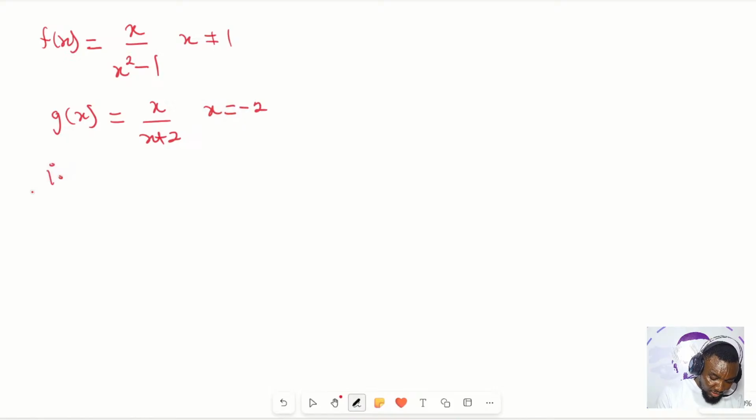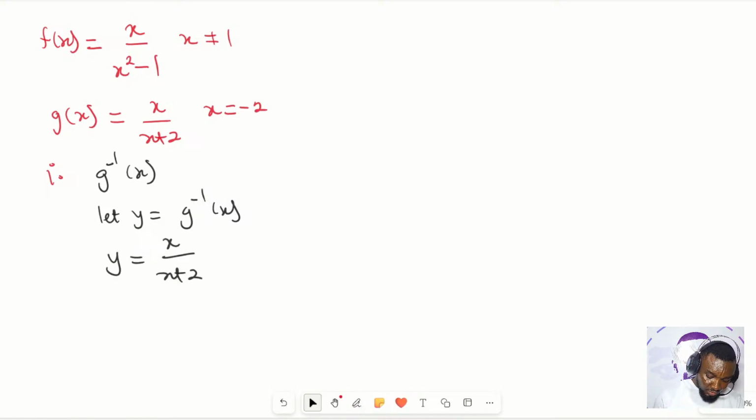So the first part of the question, which was the WASSCE question they wrote in 2025, question 11a, part i, we have to find g inverse of x, right? So we know the steps. We can say let y be equal to g inverse of x. So that implies that y will be equal to x all over x plus 2, right? And we know that the next step we must interchange the variables. So wherever we see y, we put x there, and wherever we see x, we put y there. So it becomes x is equal to y all over y plus 2, right?